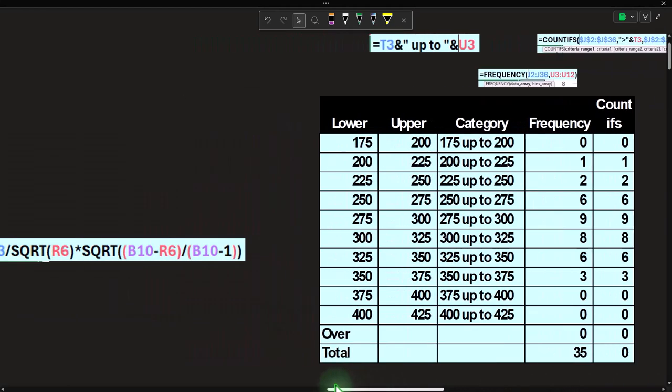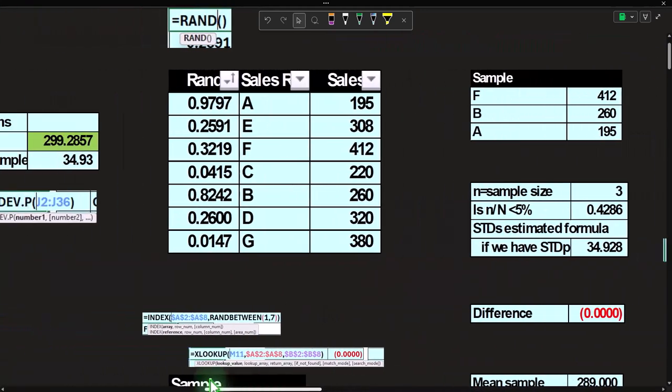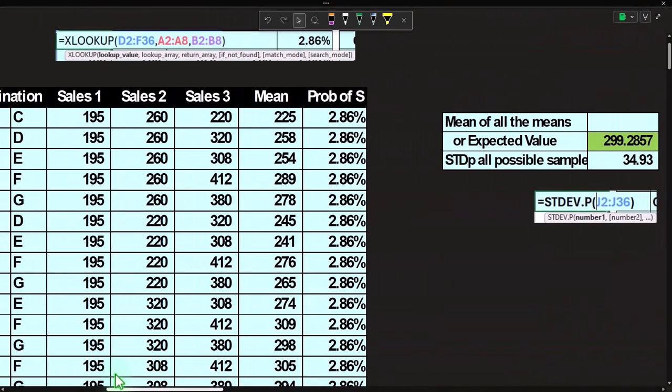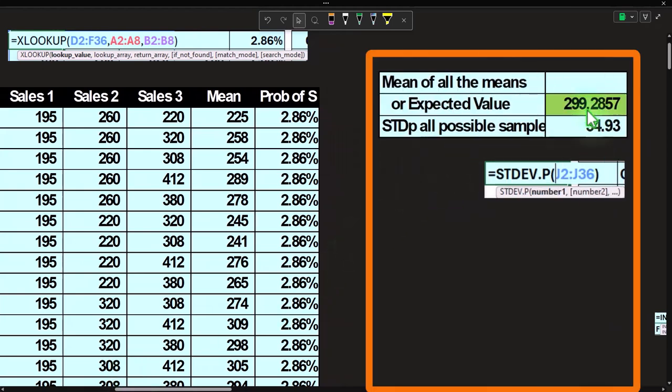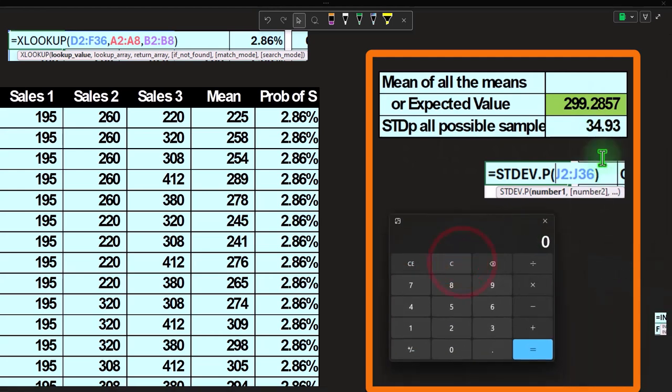So if I go over here, I can say, where's my middle point? My middle point is at 299. And then my standard deviation is 34.93. So I'm going to say, okay, that's one standard deviation. If I go four standard deviations, so 299.28 plus four standard deviations, or let's do it this way: 34.93 times four plus 299.28.